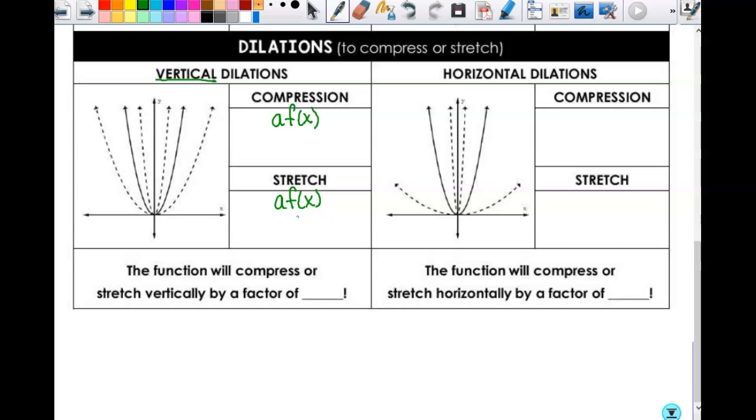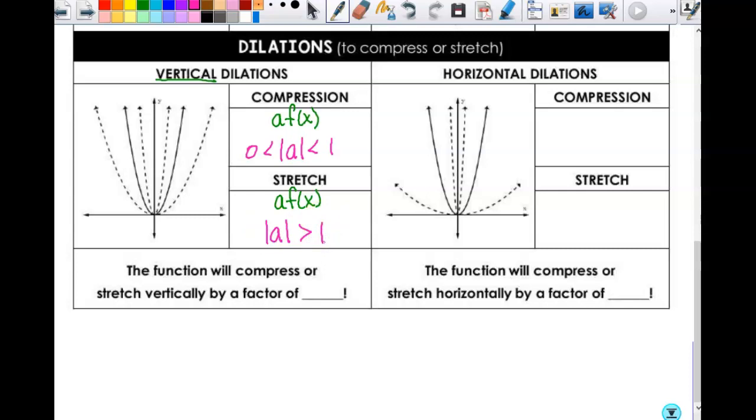If it's a compression and it's vertical, that means that the a has to be between 0 and 1. And it's the absolute value of a, because I don't care about the sign. It's between 0 and 1. So some fractional piece. You can't just think of it as a fraction, though, because if it was like 5/3, that's greater than 1. So, I mean, it's not just any fraction. And then for the stretch, the absolute value of a is going to be greater than 1.